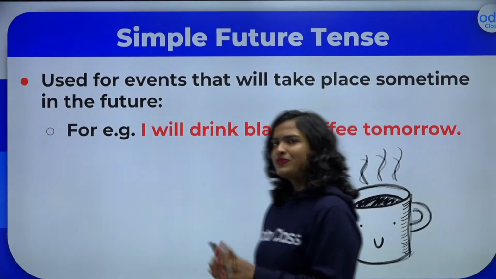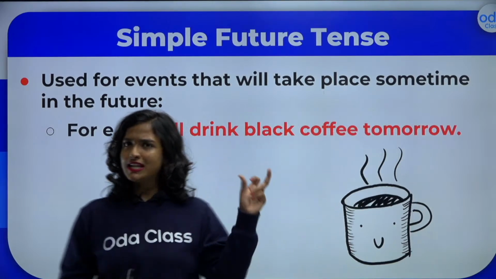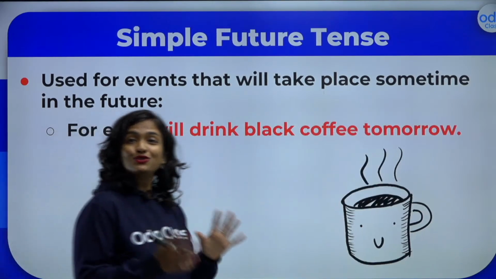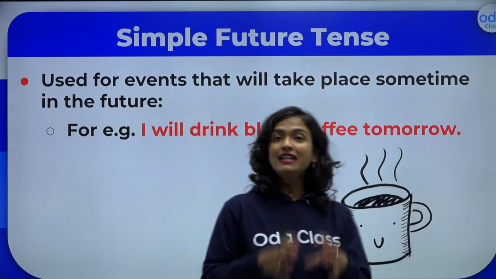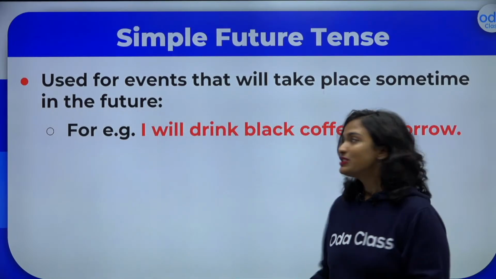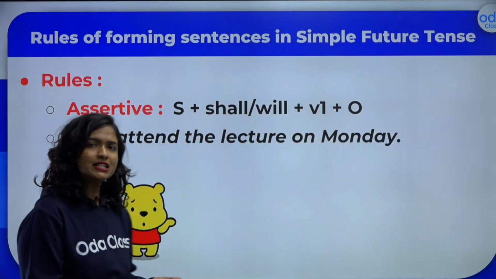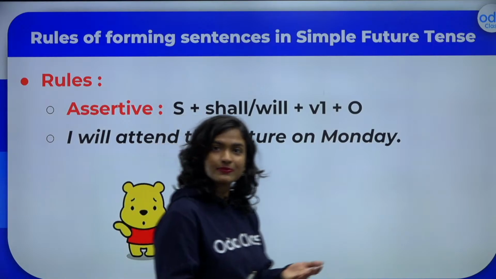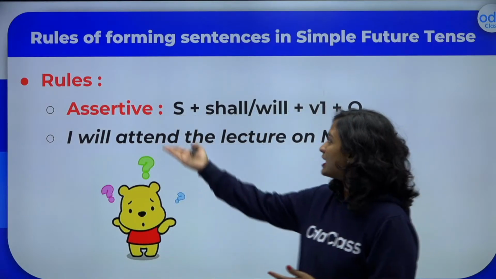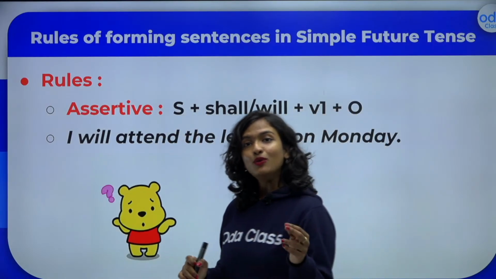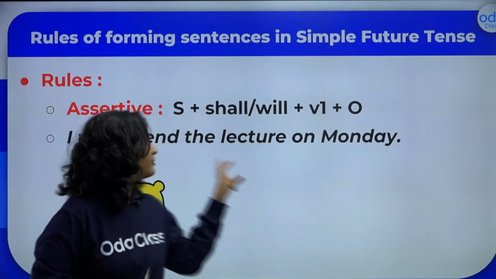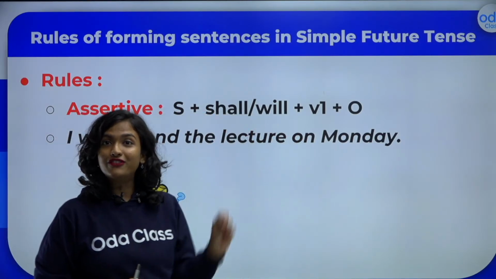But for now, like I said, we will learn about the tense itself, followed by the rules that we follow to form sentences in that tense. So starting off in the simple future tense, students, for simple assertive or declarative sentences, what do we use? We use our subject followed by one of these two verbs, okay, either shall or will.